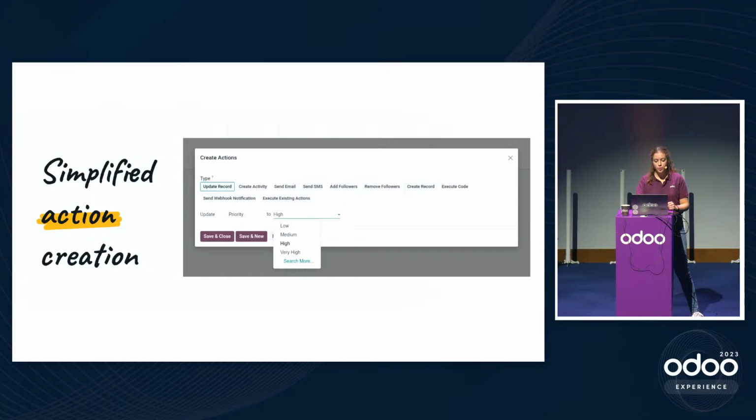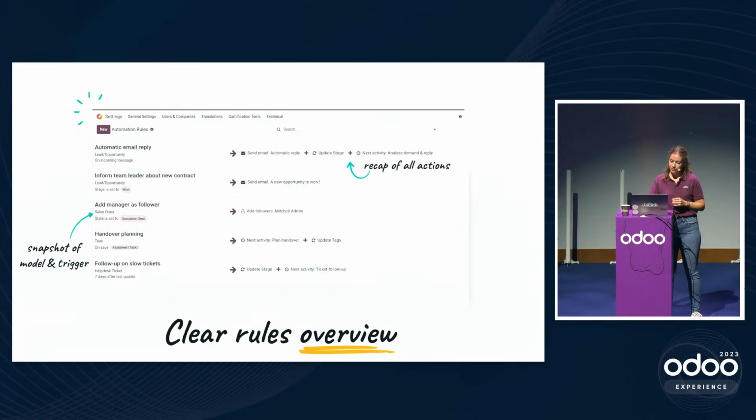Another big change was made onto the action. Not only has the design changed for a better experience, but now for all selection, many-to-one and many-to-many fields, you can directly choose your value from a drop-down list instead of having to manually insert the ID. So much easier, right? And finally, we have a clear rule overview. From only one view, we can see which actions do what and how they're triggered.